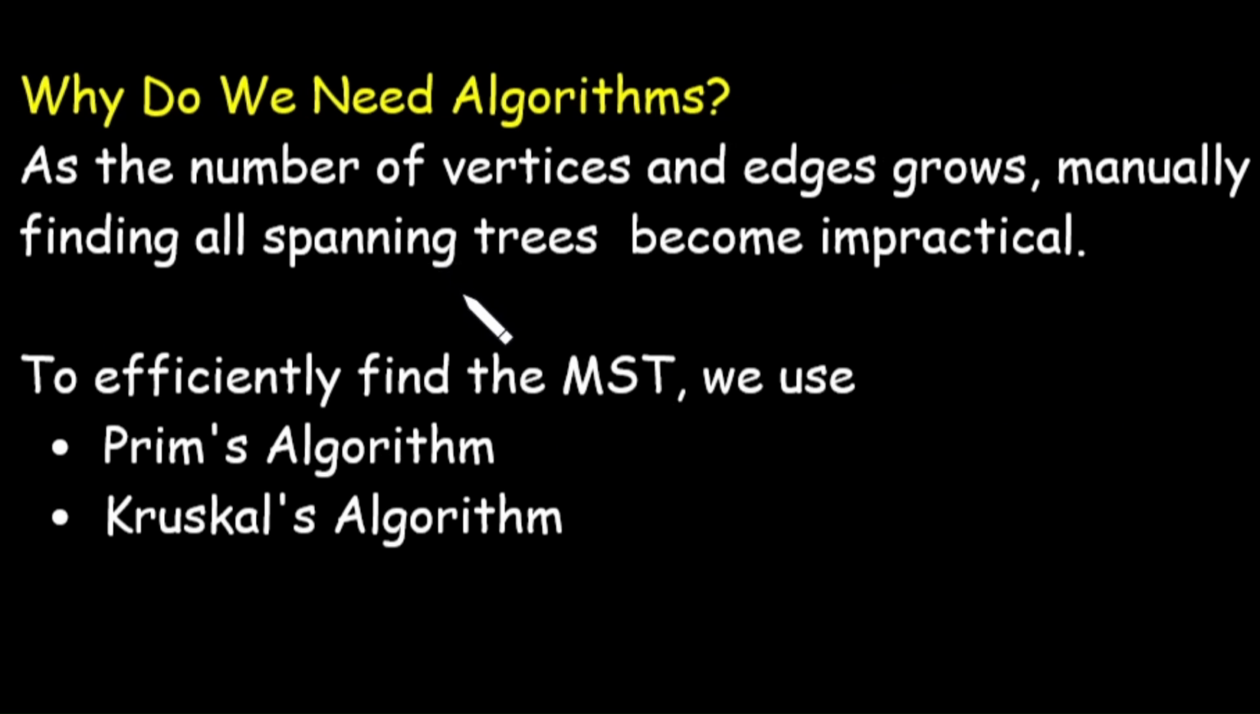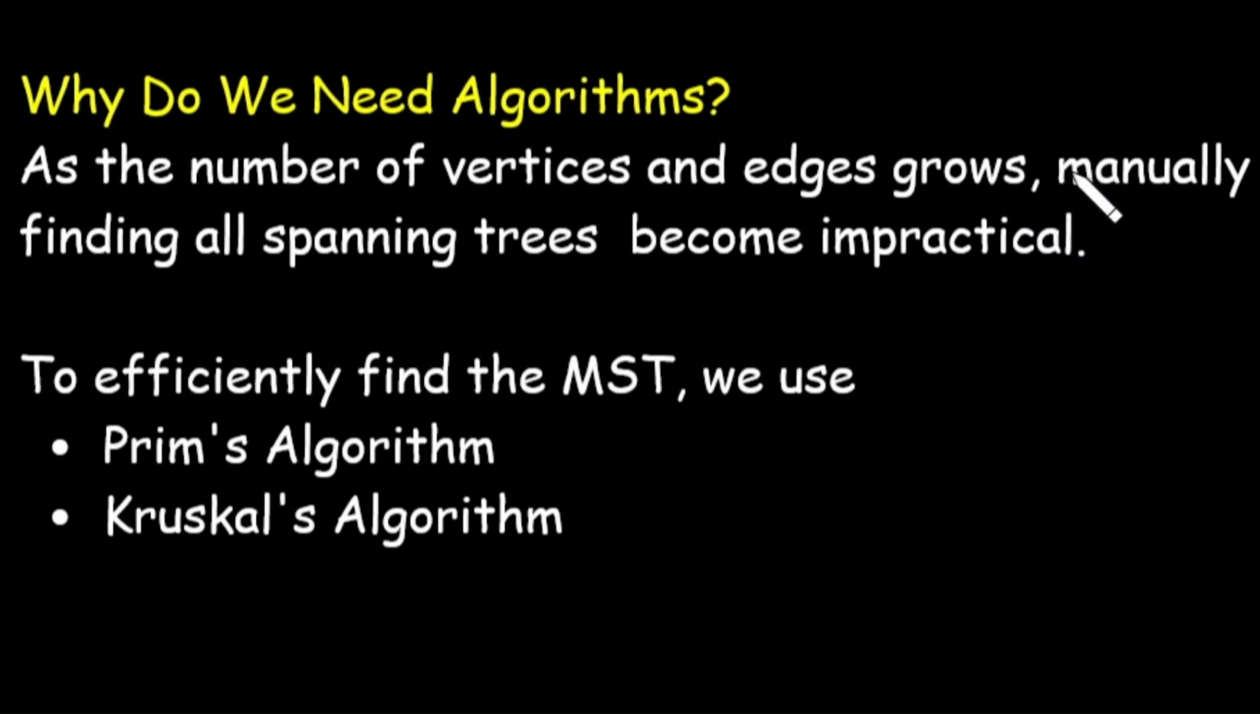Now we have learned how to find the spanning tree, even a minimum spanning tree, by checking different combinations. But there is a problem. As the number of vertices or edges increases, the number of possible spanning trees grows very fast. So it becomes impossible to check each one manually. Imagine a graph with 10 or 20 vertices. We cannot draw all spanning trees and compare their weights one by one.